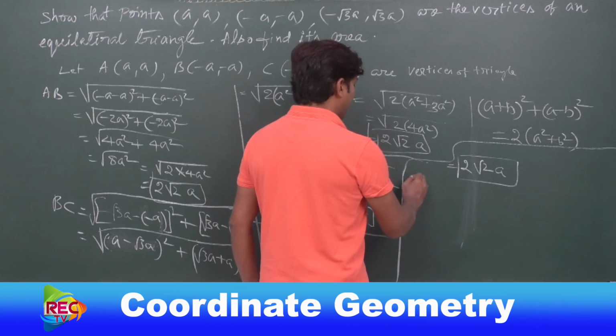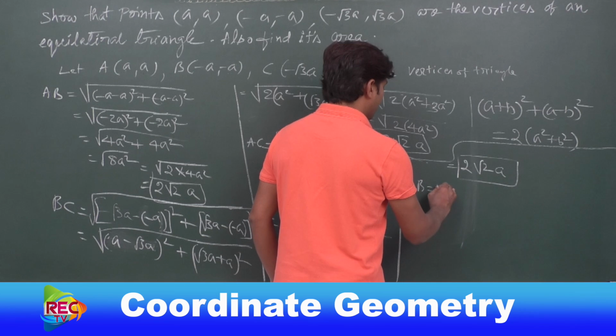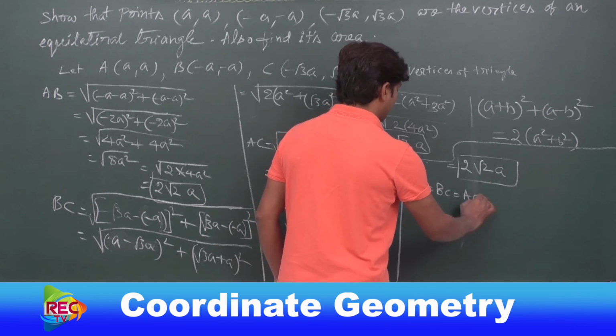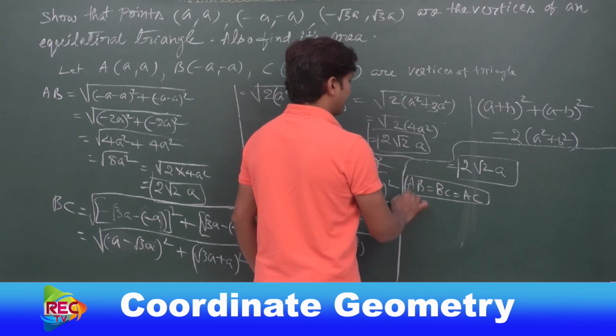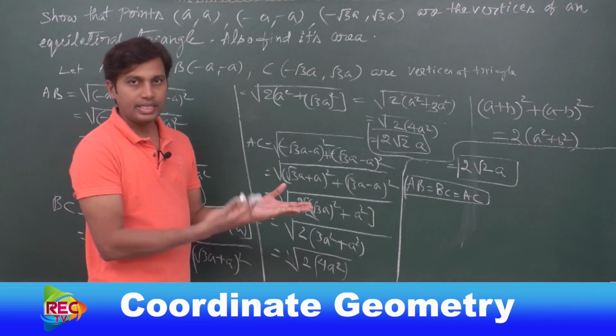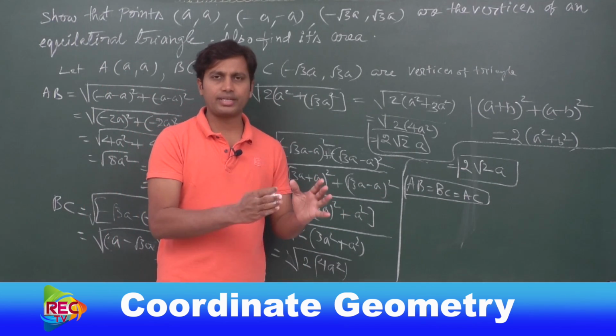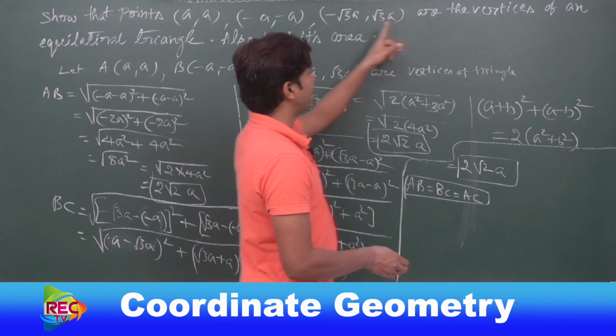From this what can we say? AB equal to BC equal to AC. So in this triangle all the sides are equal. So therefore it's an equilateral triangle. So our first task is finished.